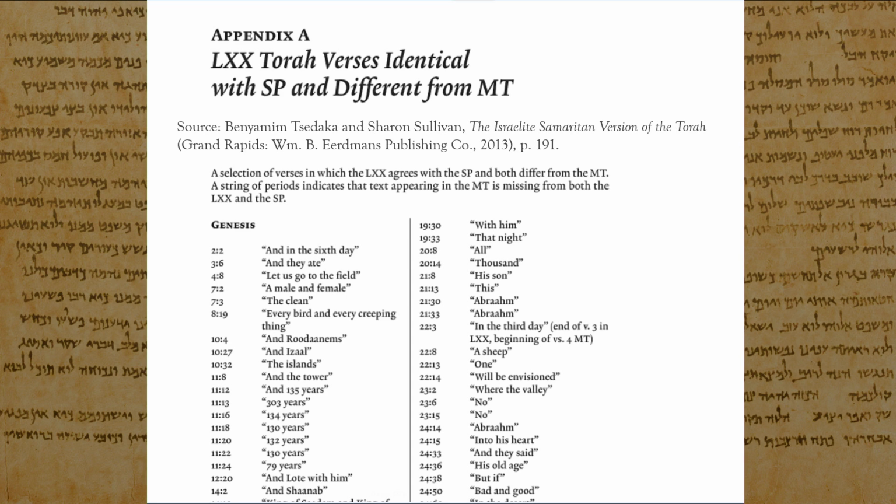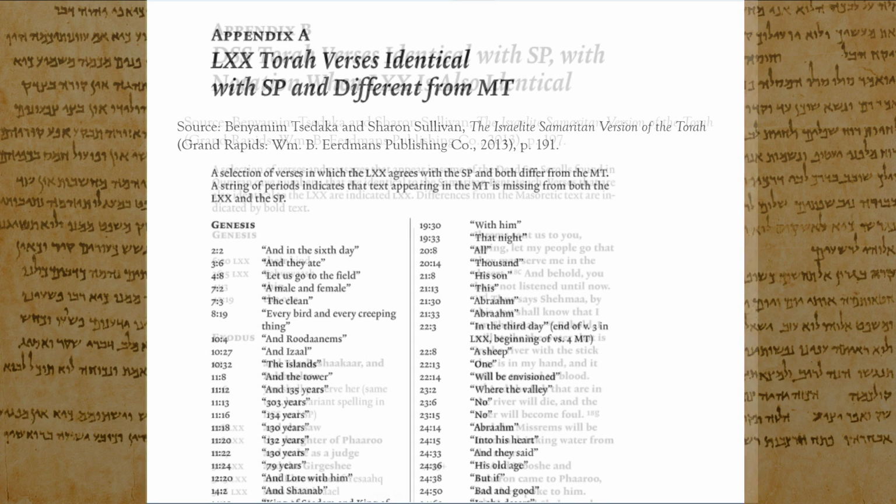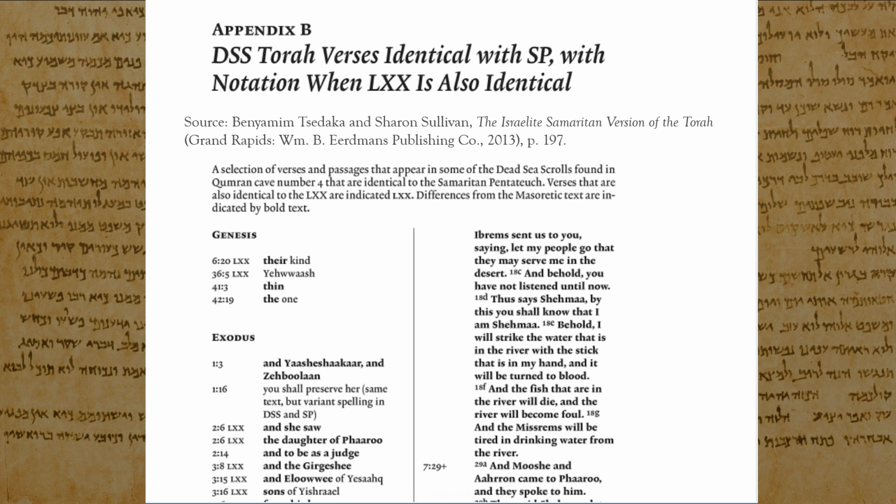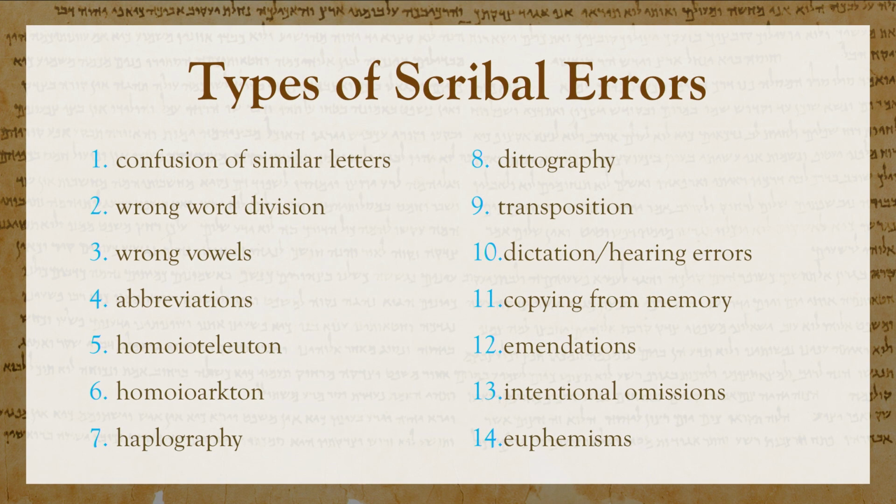So sometimes the Samaritan Pentateuch agrees with the Septuagint against the Masoretic Text. Here's a little chart of some of those examples. Sometimes the Dead Sea Scrolls agree with the Septuagint and the Samaritan Pentateuch. Sometimes it's just 2 out of 3, and sometimes the Masoretic Text agrees with one of these but not the other. There's just a sheer bewildering number of errors that can creep into manuscripts over time, and all of that needs to be accounted for as we're trying to figure out what is the text of the Old Testament.